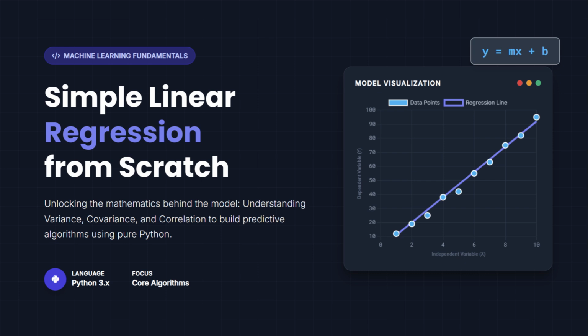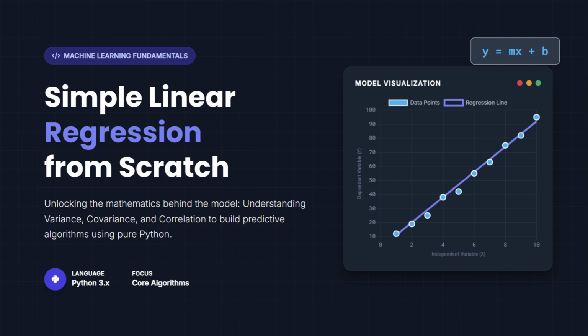Hello everyone and welcome to this complete tutorial, Simple Linear Regression from scratch. Today we are going to unlock the mathematics behind the model. We will understand three very important concepts: variance, covariance, and correlation, and then use them to build a real predictive algorithm using only pure Python.